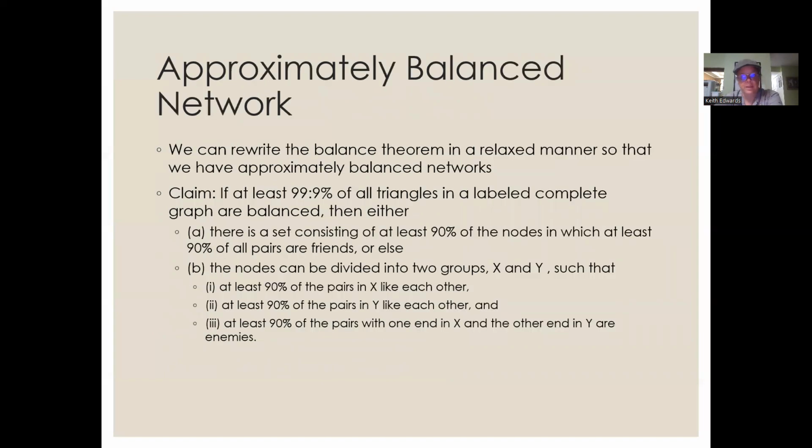We can also rewrite the balance theorem in a more relaxed manner so that we can have approximately balanced networks. So here's a claim: if at least 99.9% of all triangles in a labeled complete graph are balanced, then either A, there's a set consisting of at least 90% of the nodes in which at least 90% of the pairs are friends, or the nodes can be divided into two groups, X and Y, such that at least 90% of the pairs in X like each other, at least 90% of the pairs in Y like each other, and at least 90% of the pairs with one end in X and the other end in Y are enemies. So that weakens things considerably.